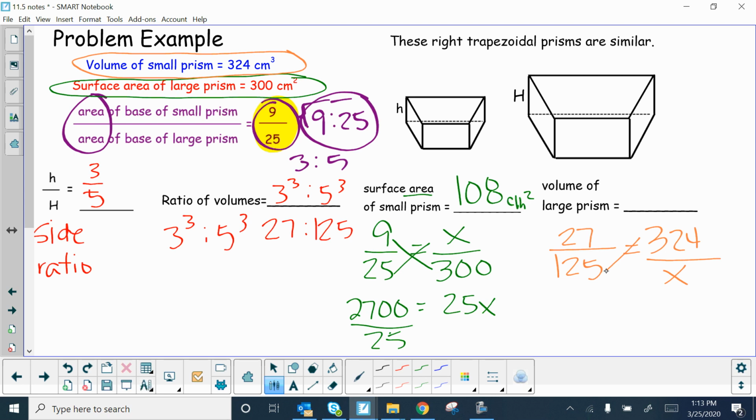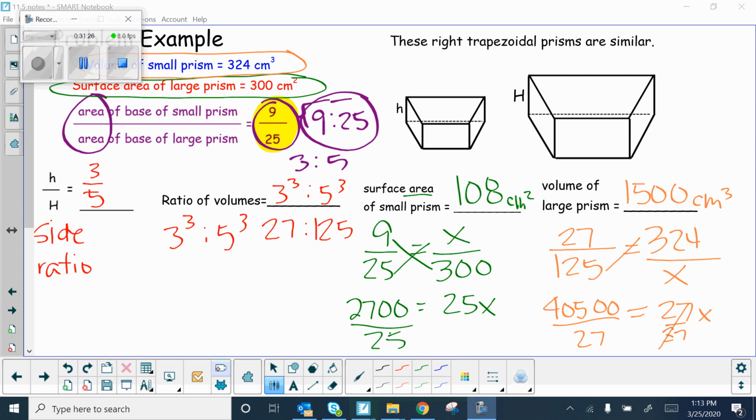125 times 324 is 40,500 equals 27x. Divide by 27, and we get 1,500. And this is centimeters cubed. And that is it.